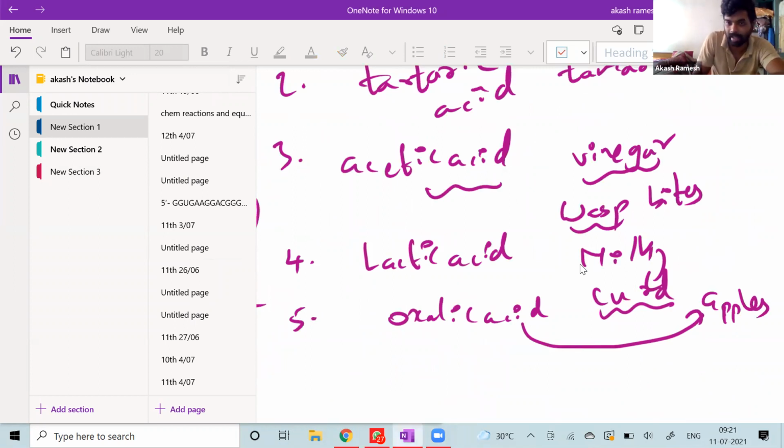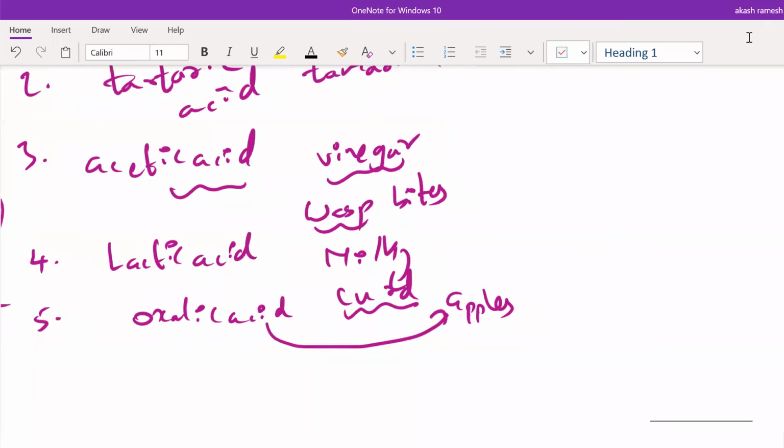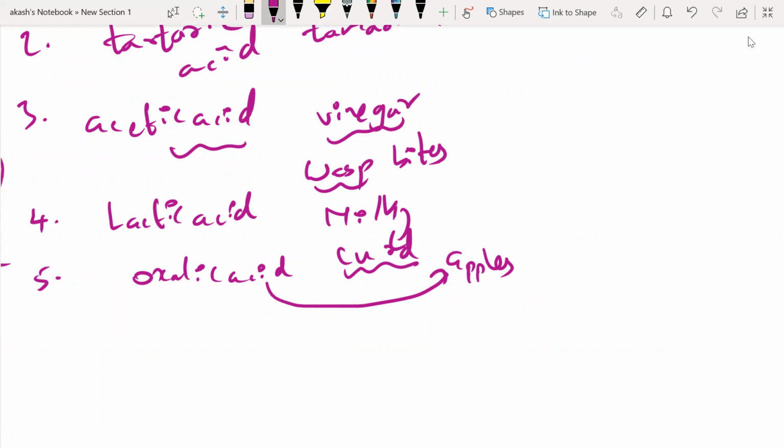Anything else you know? Oxalic acid is present in... Pepper? Pepper contains oxalic acid? I've never heard about it. Maybe I'll check about this. Other than tea? There is oxalic acid present in apples. Yes, apples we wrote.